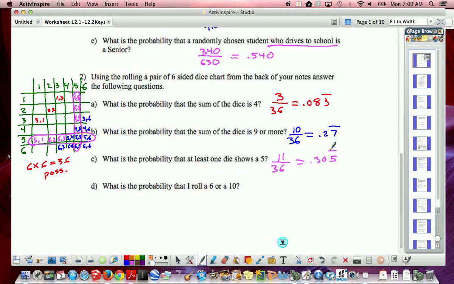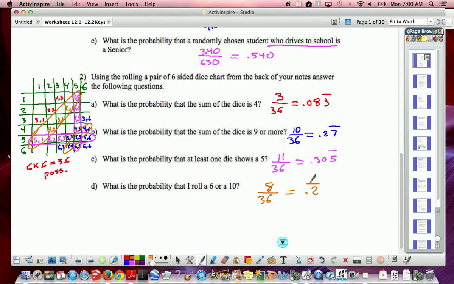All right, our last one on this page asks, what is the probability that I roll a 6 or a 10? So we have to look at all of our 6s. So that's 5, 1, 4, 2, 3, 3, 2, 4, and 1, 5. So it's all of these going across this way. So I have 1, 2, 3, 4, 5 of the 6s. And then if I look at my 10s, which are written right here, 6, 4, 5, 5, 4, 6, I have a total of 5 plus another 3. So I have a total of 8 out of 36, which equals 0.2 repeating.